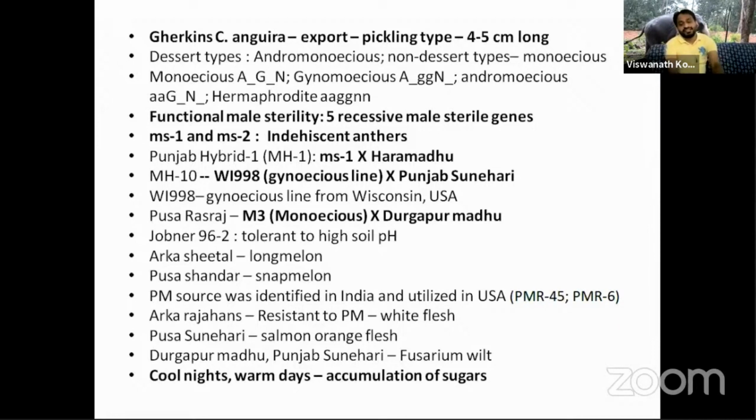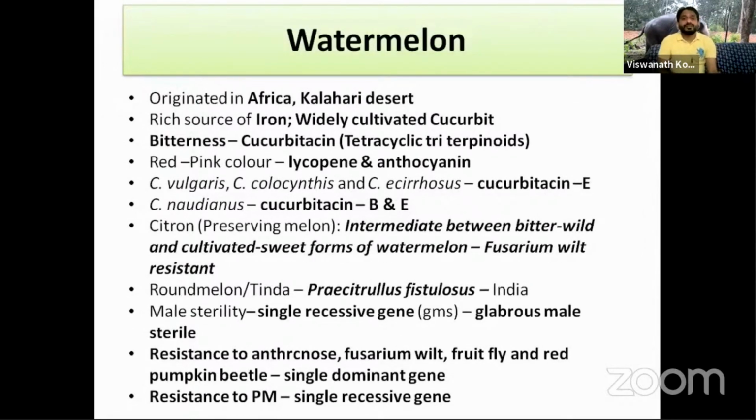In case of melons, in both muskmelon and watermelon, cool nights and warm days are required for the accumulation of sugars. And this is the most common question. Cool nights and warm days are required for the accumulation of sugars in both muskmelon and watermelon. So watermelon also originated in Africa. It originated in the Kalahari Desert. Watermelon is a rich source of iron, and it is a widely cultivated cucurbit.